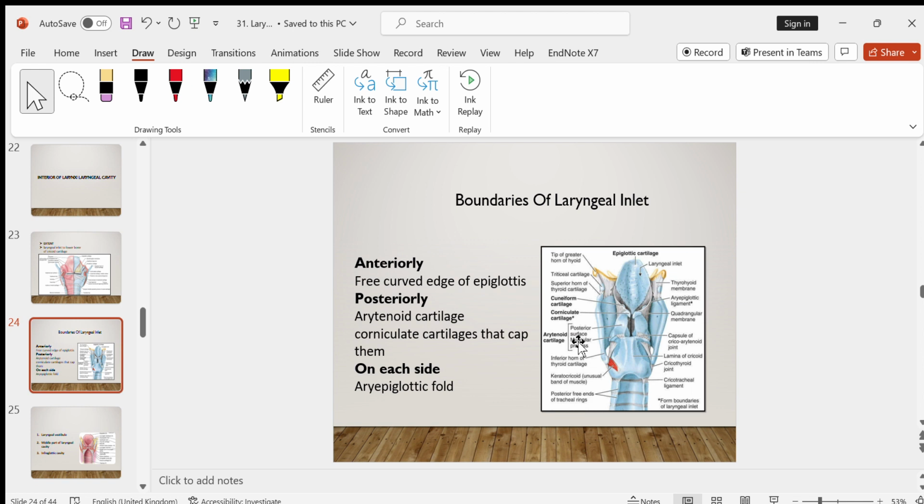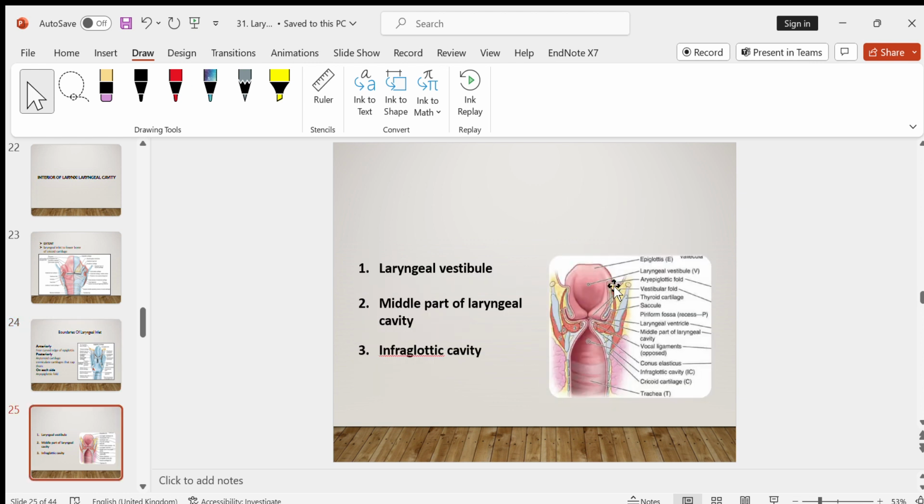The boundaries of the laryngeal inlet are very important. This is the inlet of the larynx. Anteriorly, it is bounded by the epiglottis. Posteriorly, it has the arytenoids along with the corniculate cartilages on top of the apex of the arytenoids. And on each side, we have aryepiglottic folds. So this opening is the laryngeal inlet. Anteriorly, the epiglottis. Posteriorly, the arytenoids as well as the corniculates. And laterally, the aryepiglottic folds on either side.